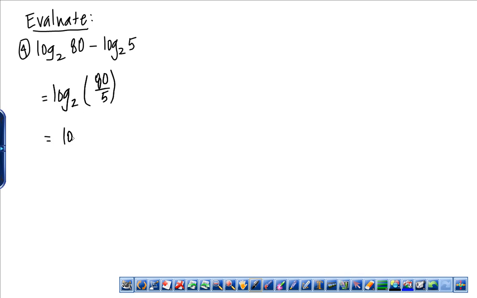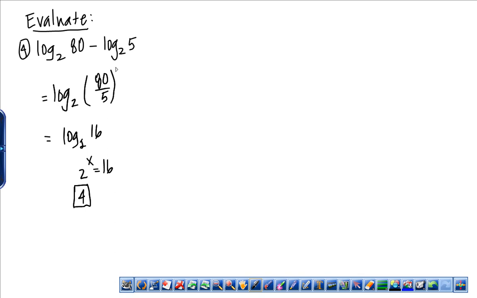So this is log base 2, and 80 over 5 is 16. Now I can take this back to an exponent rule and say 2 to the what power gives me 16. And so I know log base 2 of 16 is 4. And you can always take it back to your exponents just to see the answer.